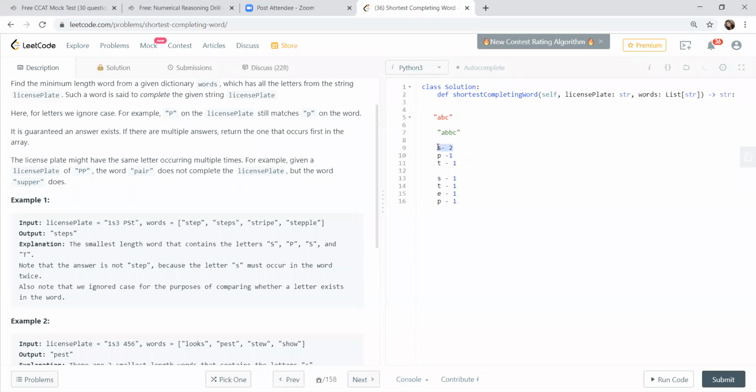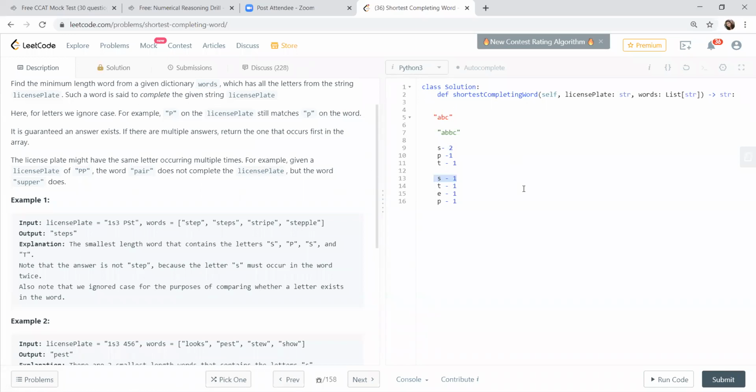Similar holds for T, E, and P. So in this case, the count of S is less than the count of S in the license plate, so we cannot take the word "step". If we know that we require 2, but it only has 1, we'll just break and go to another word.